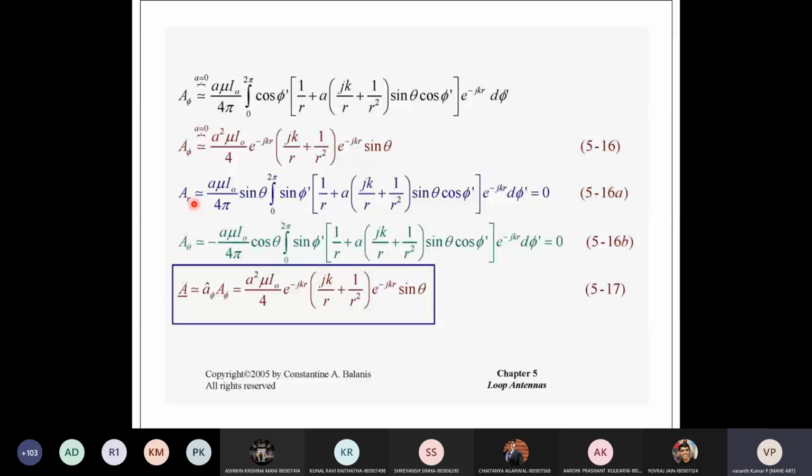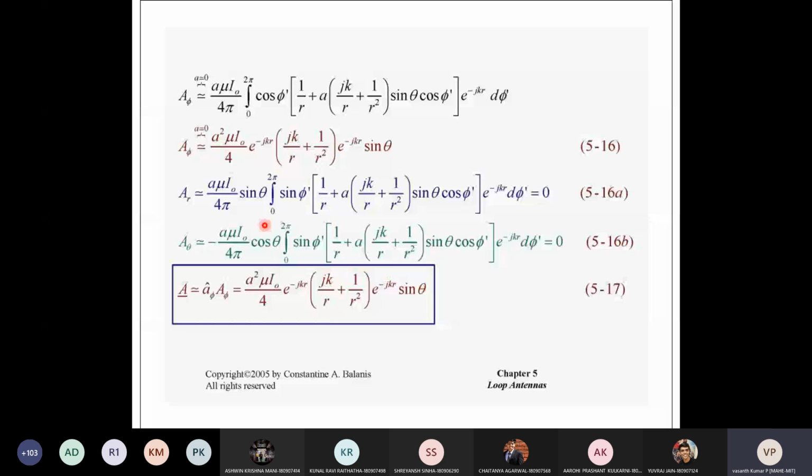Now what could be AR and A theta? AR and A theta should be 0, because current is in the phi direction, so A also should be in the phi direction. So the R component and theta component should be 0. That will be verified. If you do this integration, it will turn out to be 0, because the integration of sin phi dash from 0 to 2 pi is 0, and of sin phi dash cos phi dash from 0 to 2 pi is also 0. So these two terms turn out to be 0.